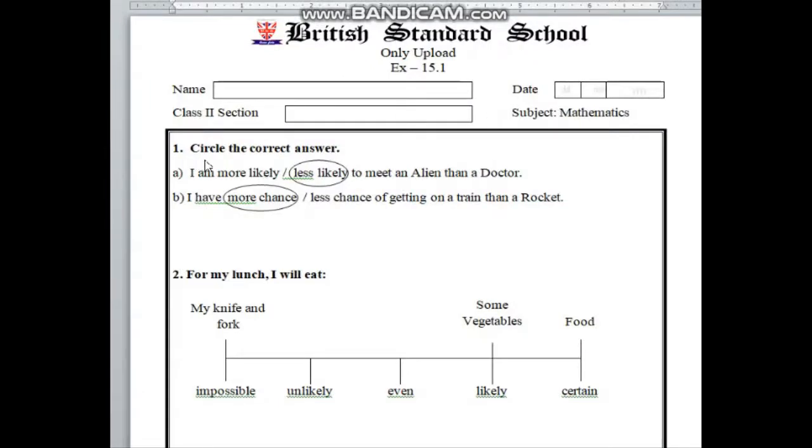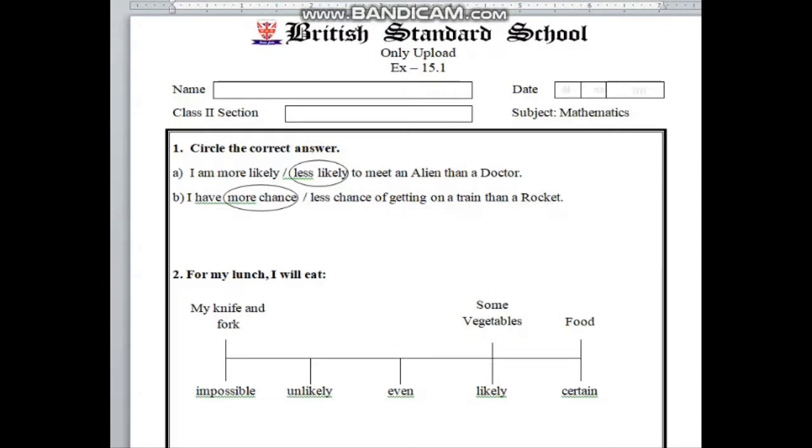Now number 1, circle the correct answer. Number A: I am more likely or less likely to meet an alien than a doctor. Here is less likely. I am less likely to meet an alien than a doctor. Number B: I have more chance or less chance of getting on a train than a rocket. Here is more chance. I have more chance of getting on a train than a rocket.